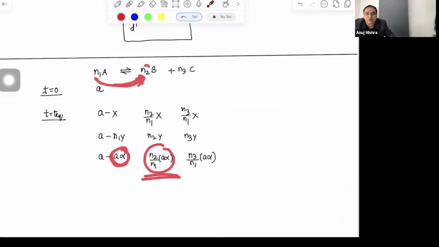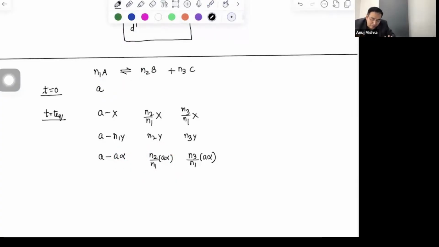Same story. So कितने लोगों को समझ में आ गया कि यार तीनों ही चीजें सही हैं, कुछ भी गलत नहीं है इसमें। And we also understand that x is n1y and x is a alpha.